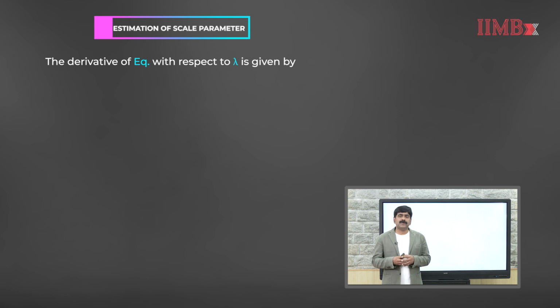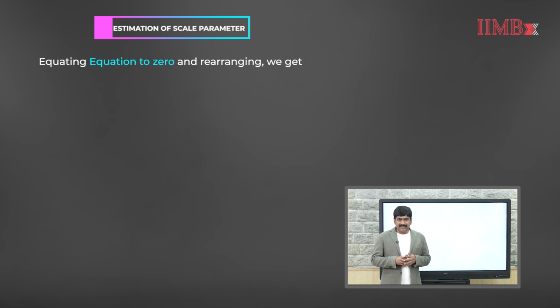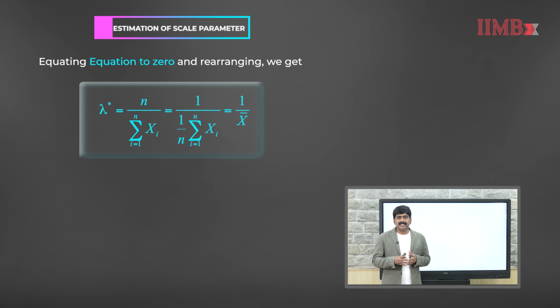When we take the derivative of the log likelihood function, we will get the value as n over lambda minus summation i equal to 1 to n xi. Equating this equation to 0 and rearranging, we get lambda star, which is the optimal value of lambda, as n over summation i equal to 1 to n xi, which is the same as 1 over x bar, where x bar is the mean value of those values.